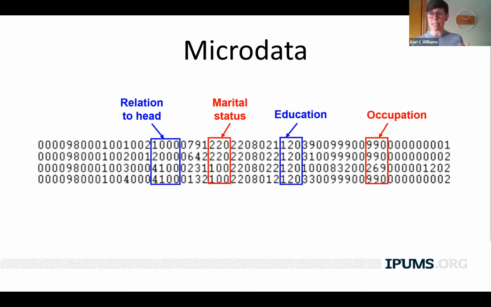And you can use these data to create your own custom tables, right? Maybe the pre-existing summary statistic doesn't exist. So you can use these data to generate that, or for other analyses that are more complex and require those individual level data. So what I'm talking about today are microdata that are available through IPUMS.